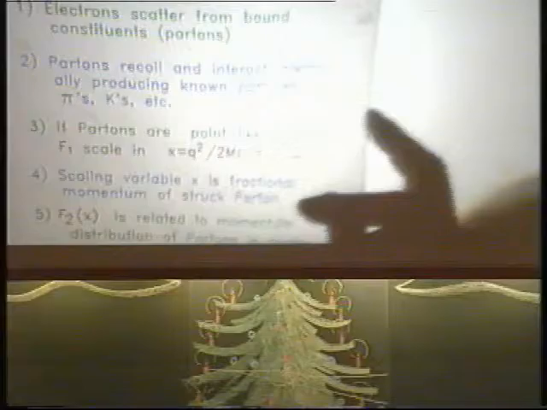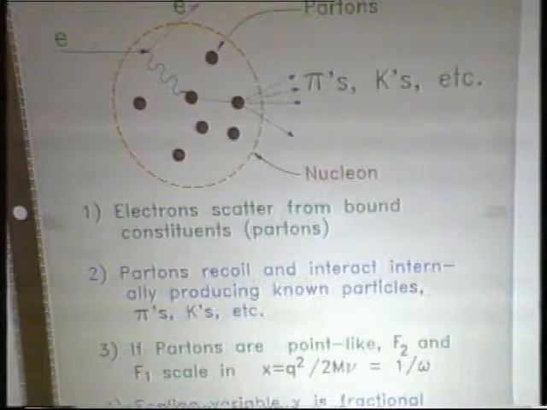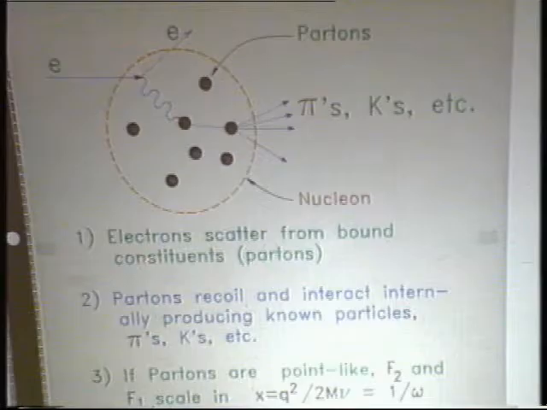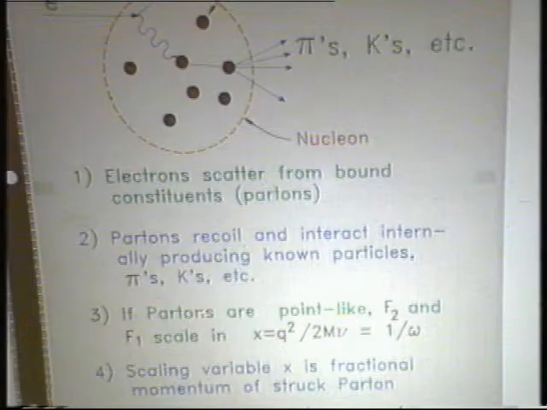But what was this parton model? It was a very simple model. The idea was that the electrons would scatter from bound constituent partons incoherently. The partons would recoil and interact internally, producing all the garden variety particles that we see in the laboratory, K's, pi's, etc. But there was a new element that he introduced in this discussion. If the partons are point-like, then F2 and F1 will scale. He got Bjorken scaling in this model if the partons are point-like.